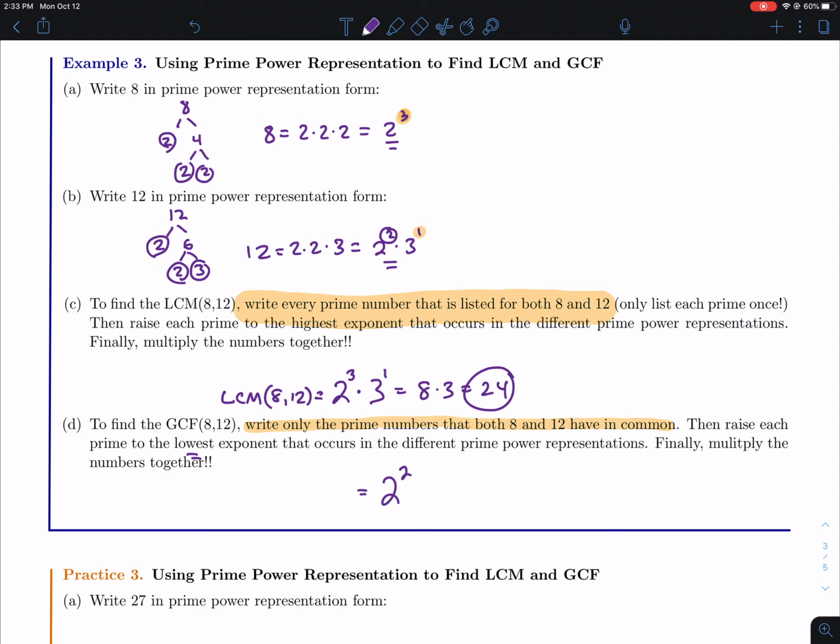And so again, once we simplify it, what we've found is the greatest common factor. This is going to be the biggest number that divides into 8 and 12 evenly. So in this case, we get the 4.